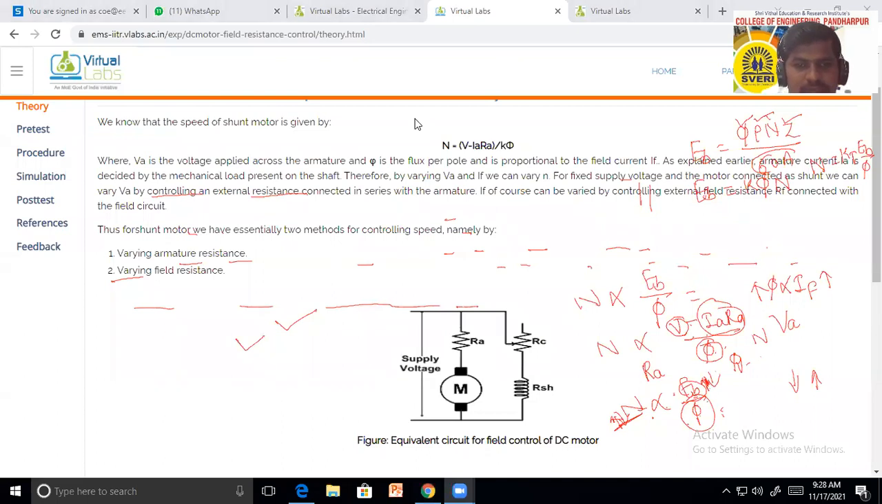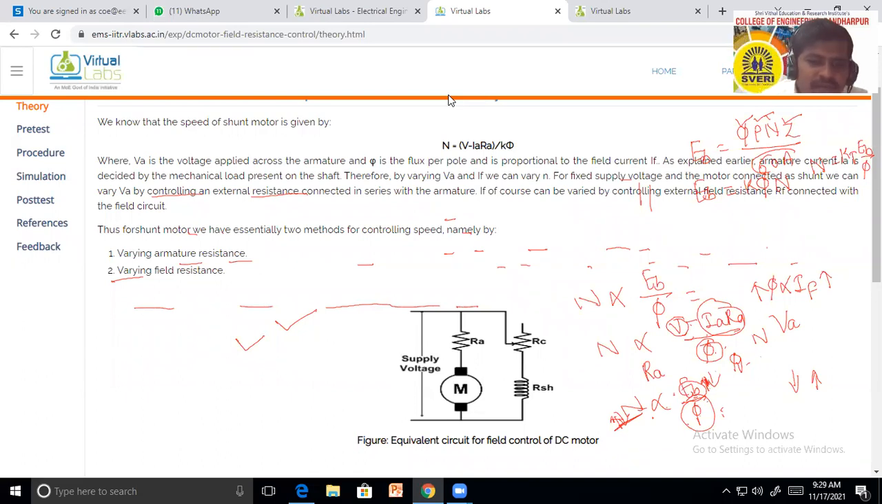Yes sir. Okay, see it is simple, and it has a proof, see, the equation has a proof. That is N is directly proportional to Eb divided by phi. That means if Eb increases, speed will increase, and if the phi increases when Eb is kept constant, speed decreases. If Eb is kept constant and the phi decreases, speed increases.